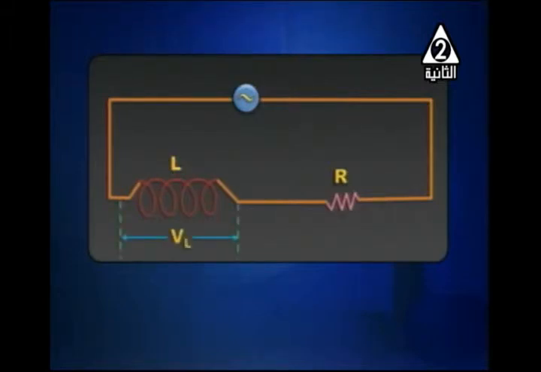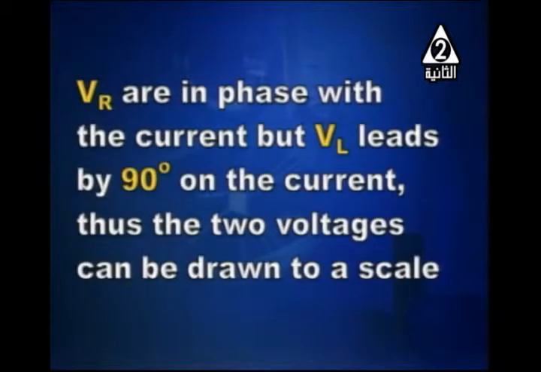Voltage across the inductor is denoted by VL, and that across the resistor is denoted by VR. VR is in phase with the current, but VL leads the current by 90 degrees. Thus, the 2 voltages can be drawn to a scale shown in front of you right now. VR and current are in phase, but VL leads by 90.